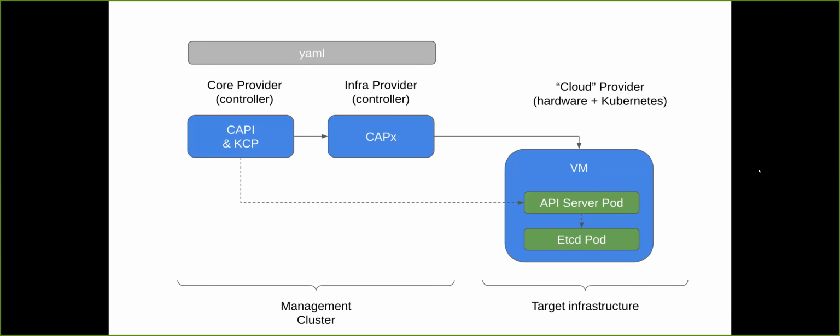Could you move to the next one, Stefan? If you think of a traditional provider, we apply a bunch of YAML, then copy starts to work. The infrastructure provider controller starts to work. All of this happens in the management cluster, and then a machine gets created in the target infrastructure, in the cloud provider. This machine is not only a piece of hardware, but also where a Kubernetes cluster is going to be hosted. So API server pods show up, etcd pods show up, and Cluster API talks to these pods to do its job.